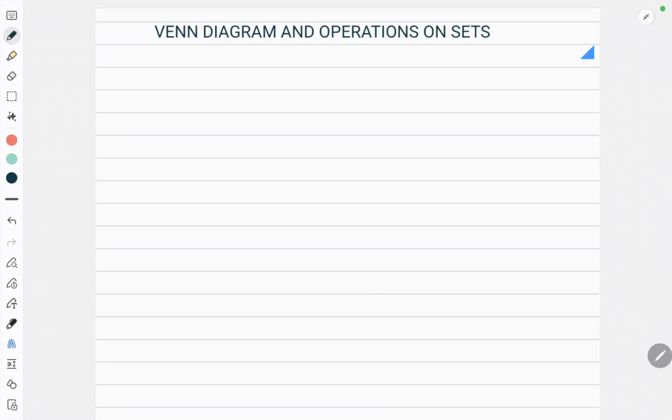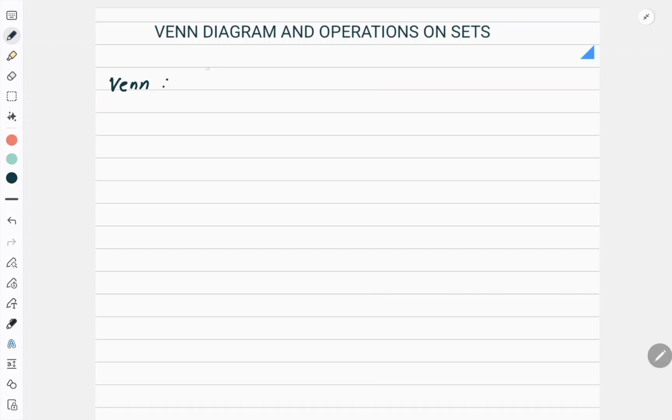Now let us start with the next part of the set. Now I will explain the concept of Venn diagram and operation on the sets. Now Venn diagram is a very simple concept which gives you a pictorial expression for the sets, and it makes many operations very clear, and it's very easy to understand any problem when we try to understand it using the Venn diagrams.